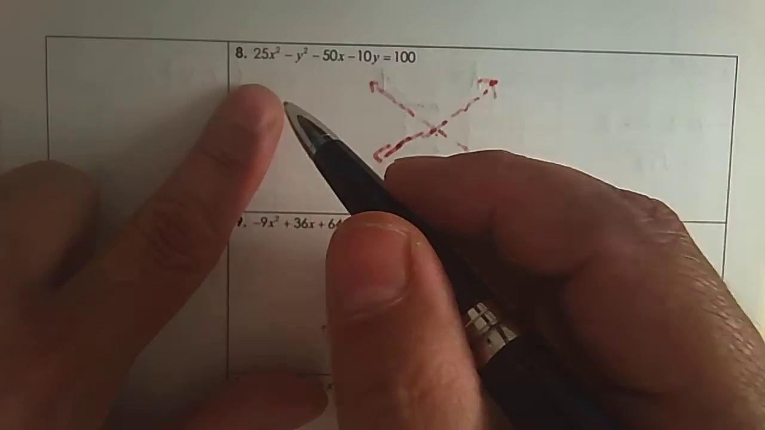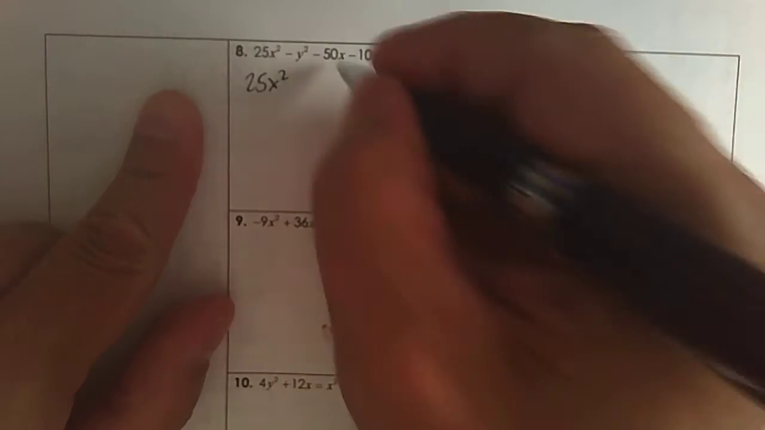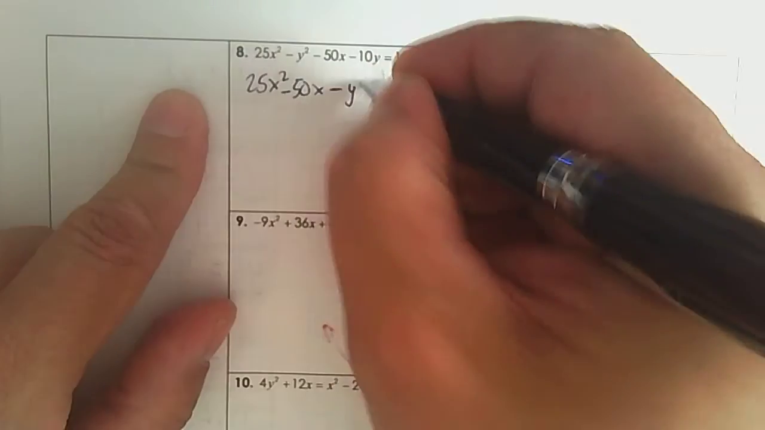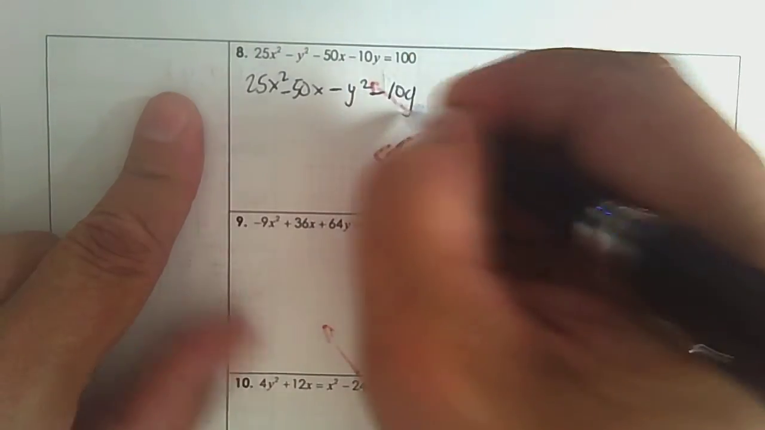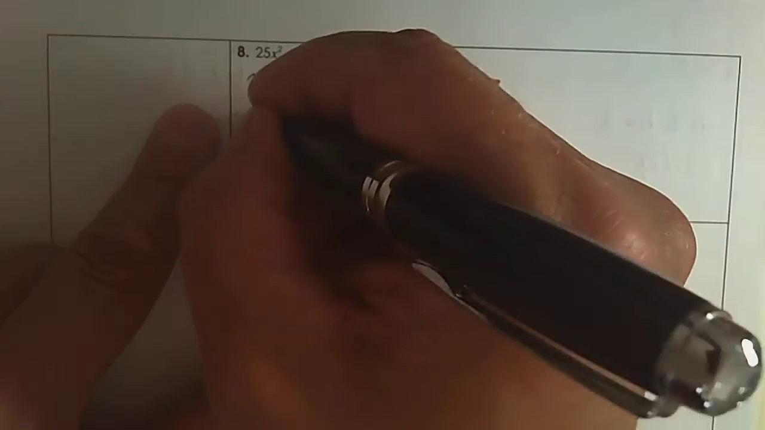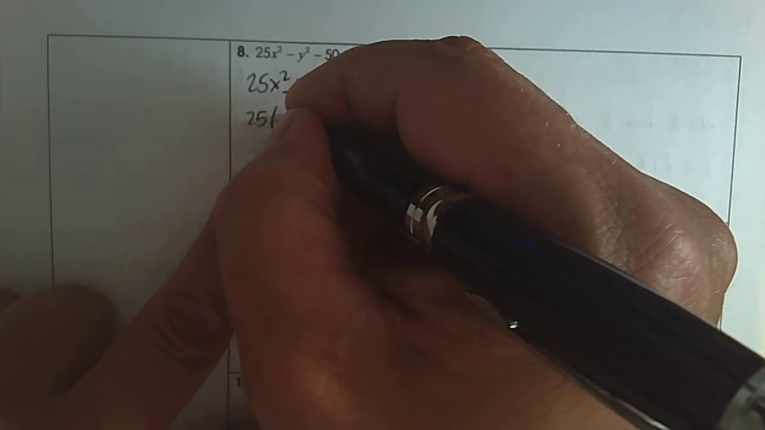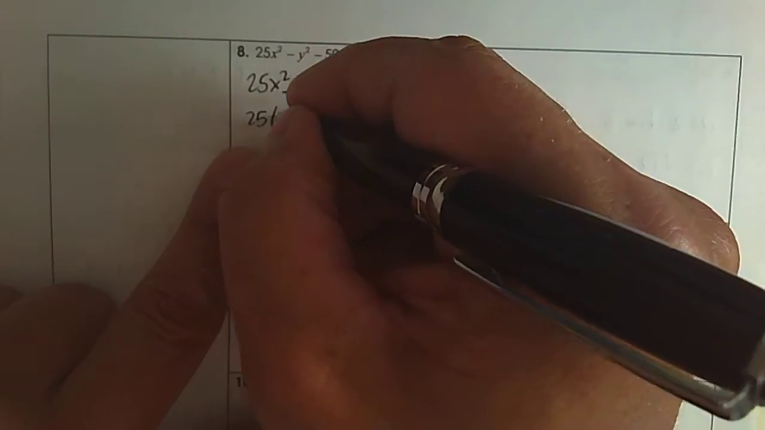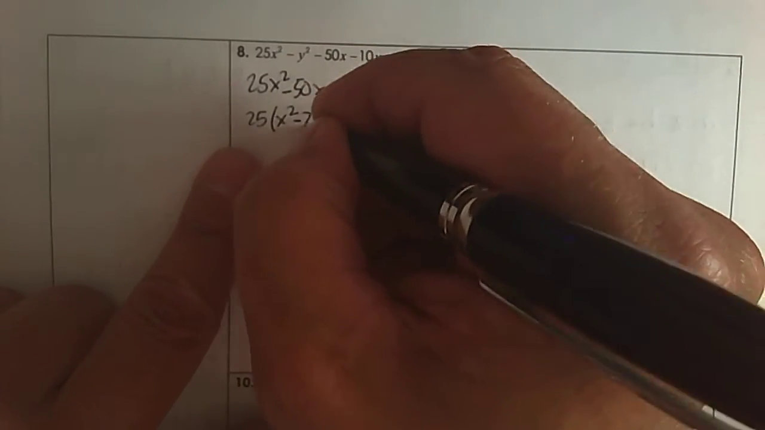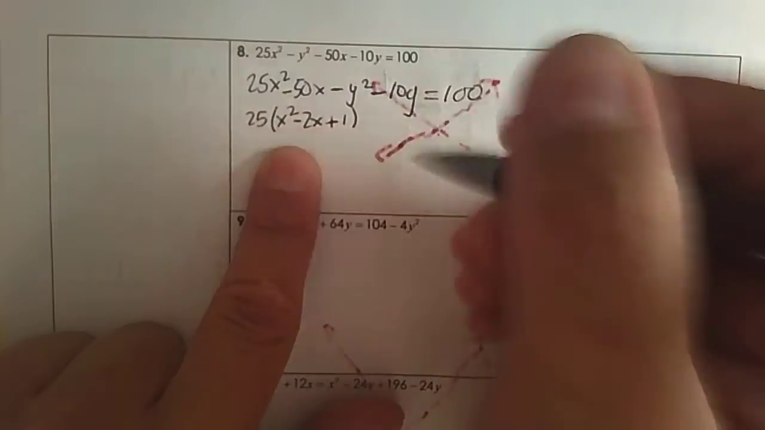Here, again, I want to write it in standard form. So which one is the positive quadratic term? 25x squared, and it belongs with negative 50x. Then we have a negative y squared, and it belongs with negative 10y, and that's equal to 100. Then I'm going to factor. So I'm going to factor out 25, and I get x squared minus 2x. Now, I'm going to divide by 2 and square it, so it's plus 1.